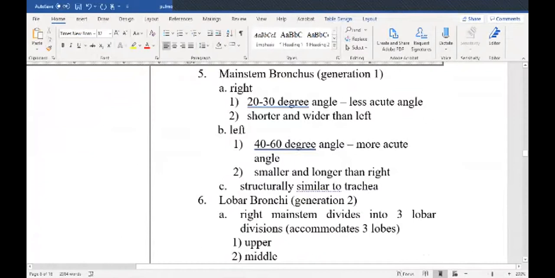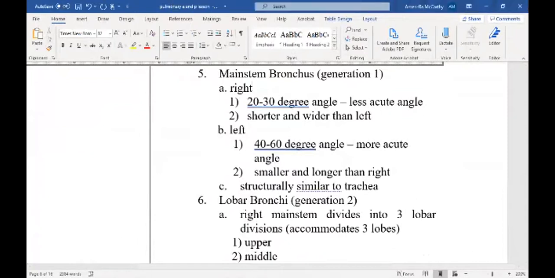The main stem bronchus, both of those are generation 1. The trachea is generation 0, and then the main stem bronchus will be generation 1. You've got a right one and a left one, and there are some very important differences between the two.